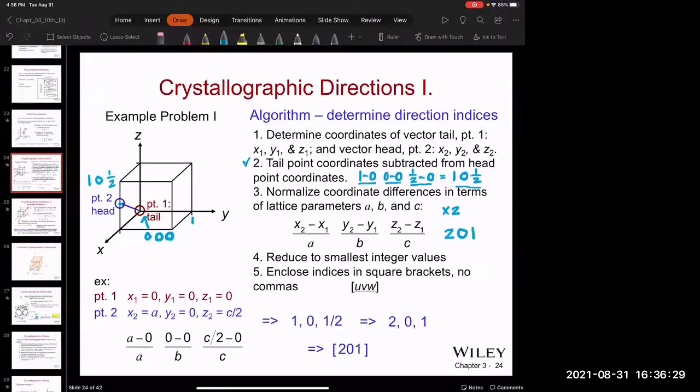Again, we don't really put commas or spaces, but how do we know this is not a coordinate point, that this is a direction? Well, another rule: use the square bracket for direction. If you don't put any bracket, then it's just a coordinate. If you put a square bracket, it represents a direction. So for direction, use the square bracket. That's why we use this one to represent this direction.